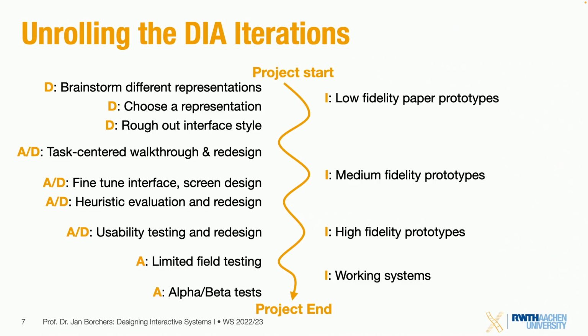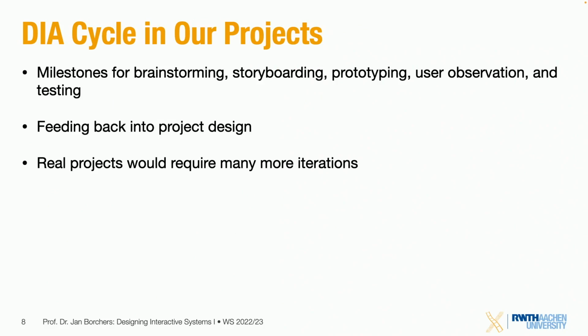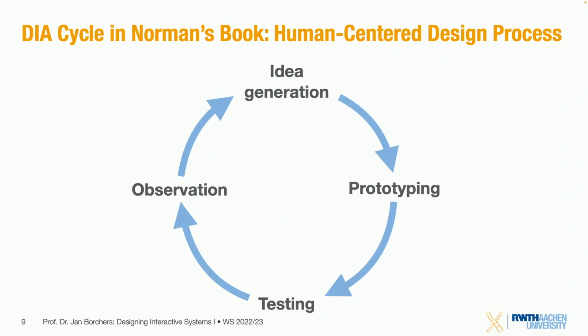Right. So let's look at Norman's book, because you've been reading that, and there he actually also added something in the 2013 edition that wasn't in his original version that kind of reflects this. In his book, it's called the human-centered design process. It's essentially the same thing. It's the DIA cycle. Right? He also starts out with idea generation, and then he takes prototyping, and then there is the testing and observation. So he pulled the analysis phase basically out into two separate phases, but it's the same philosophy behind that.